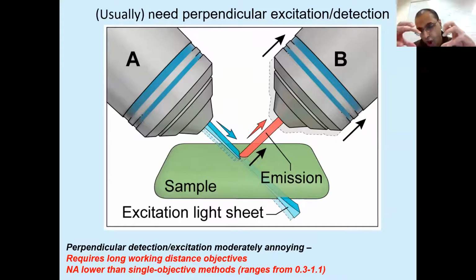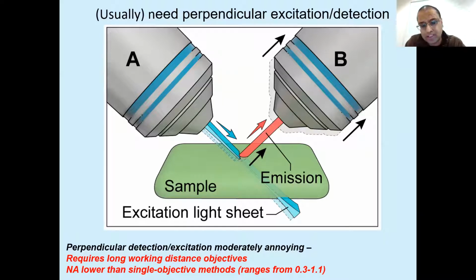The reason for this orthogonal relationship between the illumination and the detection is that if you detect in most microscopes along the same axis as the illumination, you have this out of focus light, right? Then you would not get the advantage of a light sheet microscope. You want to detect in this kind of perpendicular geometry.